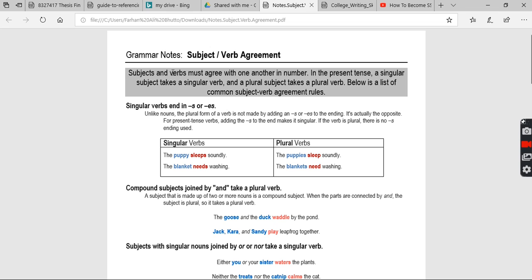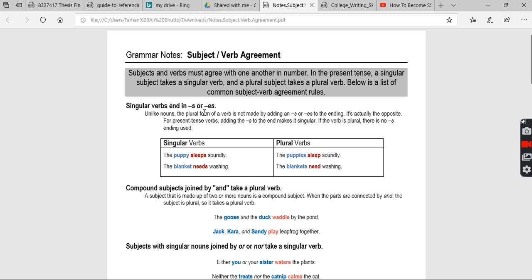Okay, move on. Subjects and verbs must agree with one another in number. In the present tense, a singular subject takes a singular verb and a plural subject takes a plural verb. Now, below is a list of common subject-verb agreement rules. We'll be talking about these rules one by one. The first rule is singular verbs end in s or es.